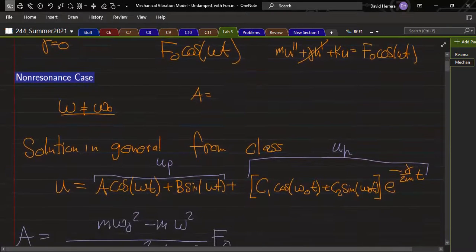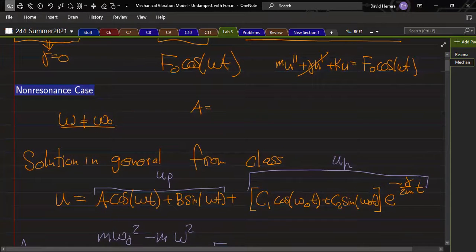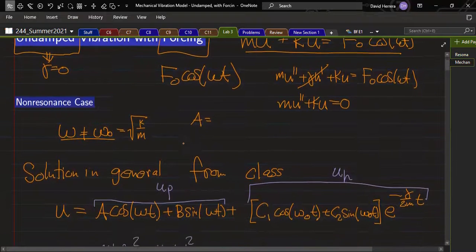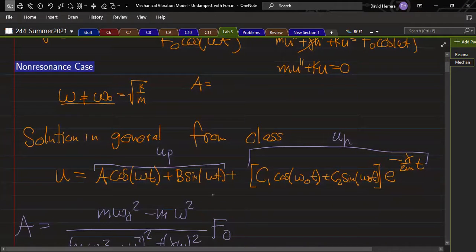For the non-resonance case, we'll talk a little bit more about resonance, but for the non-resonance case, we have omega not equal to omega naught, our natural frequency. This is the frequency of the homogeneous part solution. This solution here is in terms of sines and cosines with frequency omega naught. And as long as omega isn't omega naught, our standard guess for using the method of undetermined coefficients will still work. And that is how we got this general solution here.